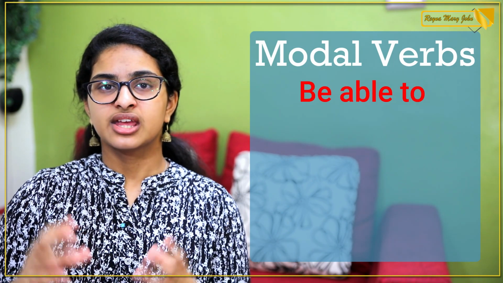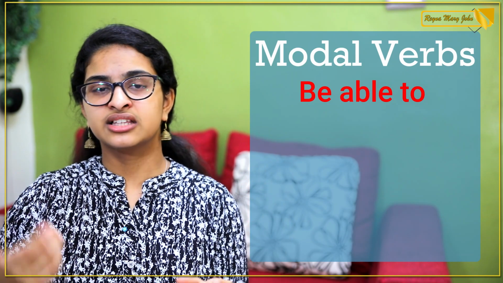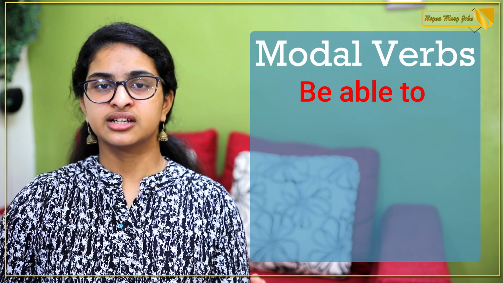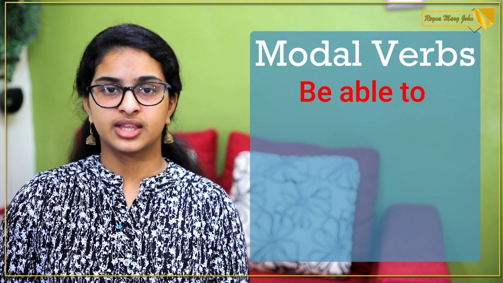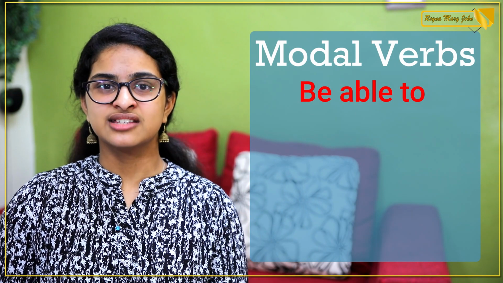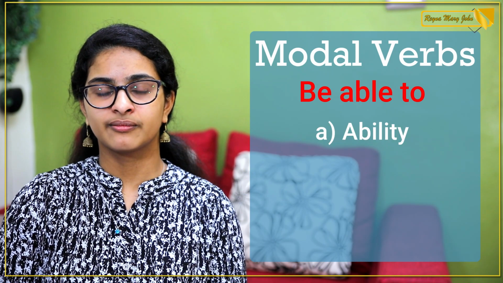Be able to. Now notice this, I said be able to. The be here is actually the verb to be. So when you use it in a sentence, you will conjugate it according to your subject. Now, be able to, as the modal verb suggests, is used to indicate ability, your ability to do something.